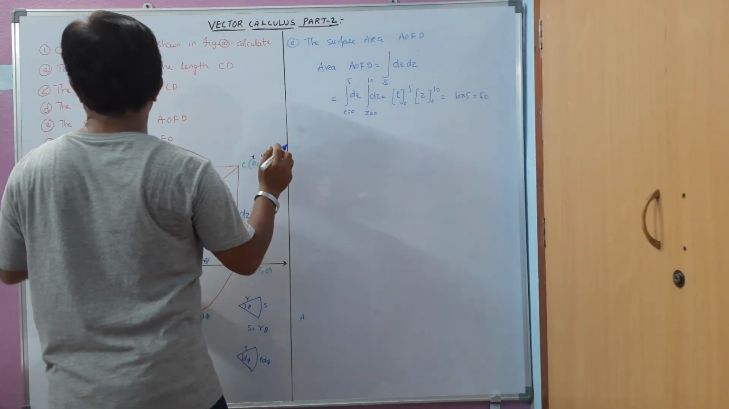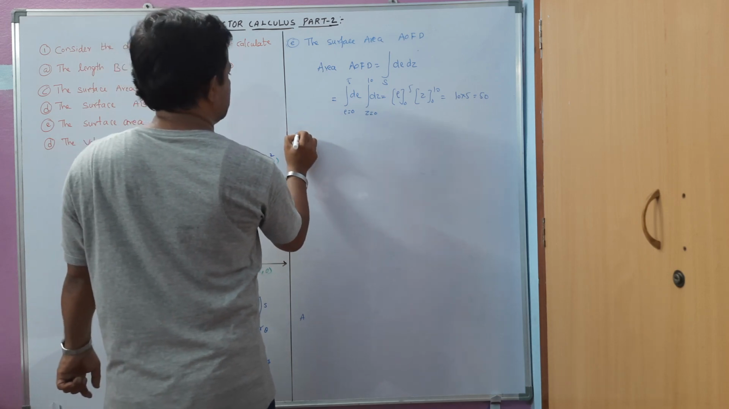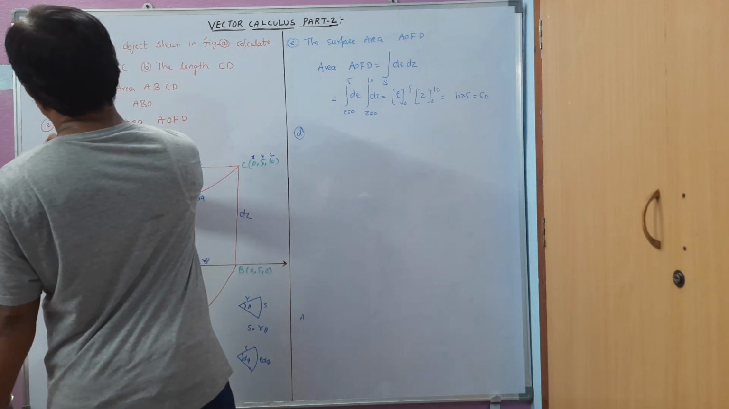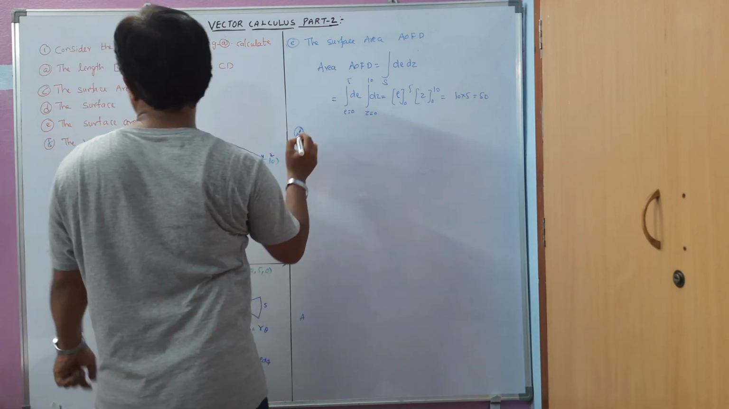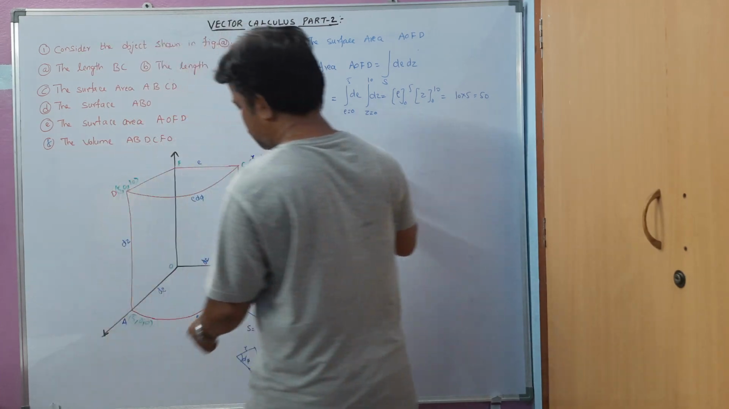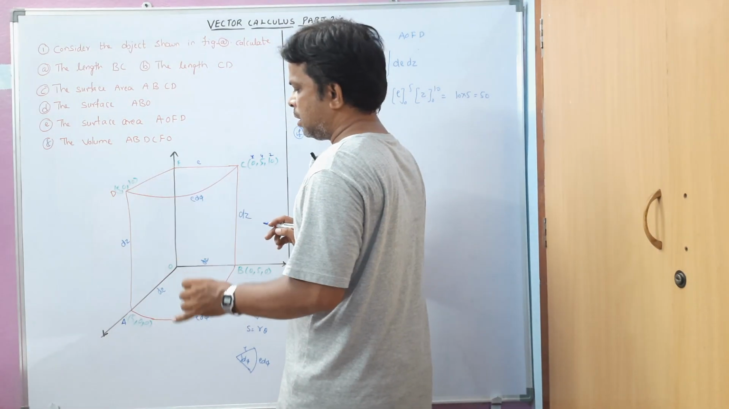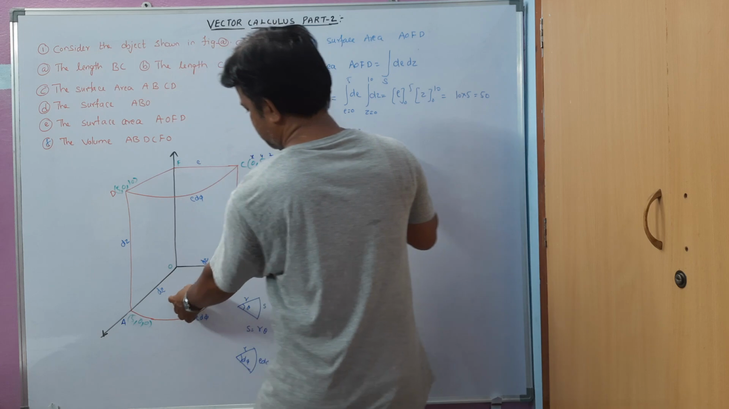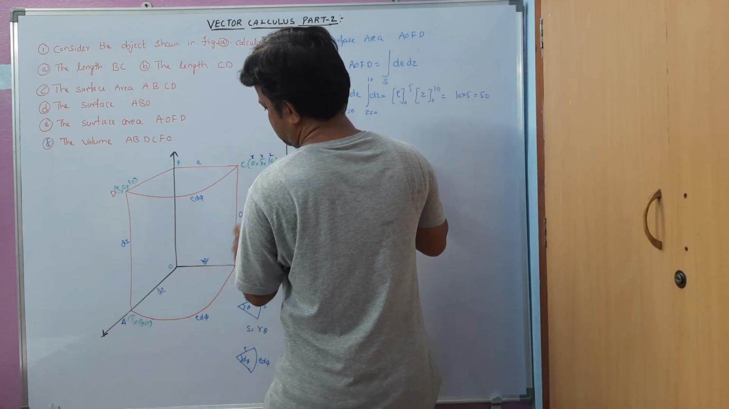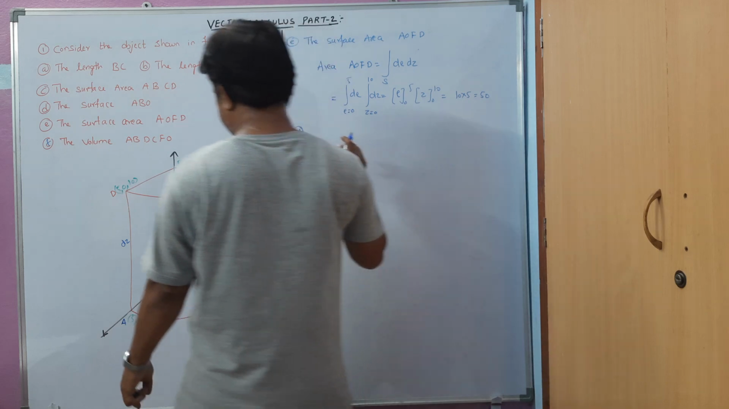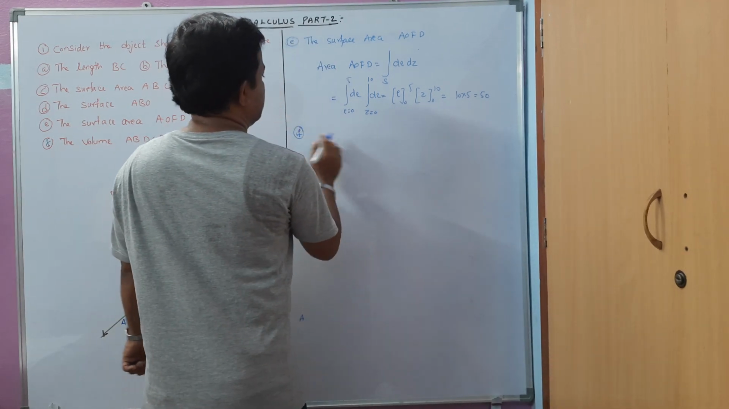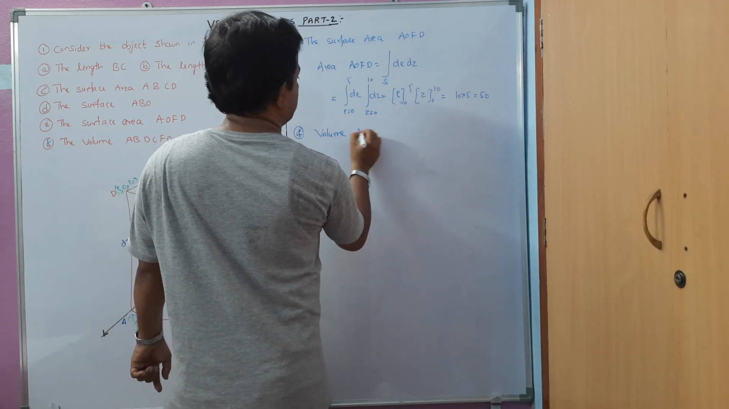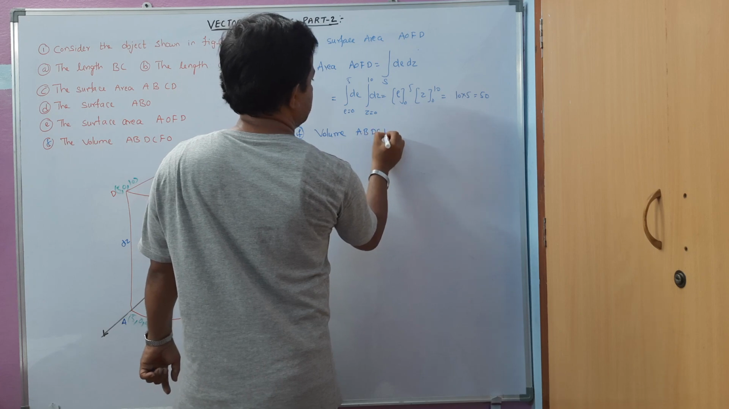Similarly, let us take the D question here, the volume ABCDFO. Volume means we have to take the product of all three directions, that is rho, phi and z. So rho is d rho, this one, and this one. So the volume of A, B, C, D, F, O.